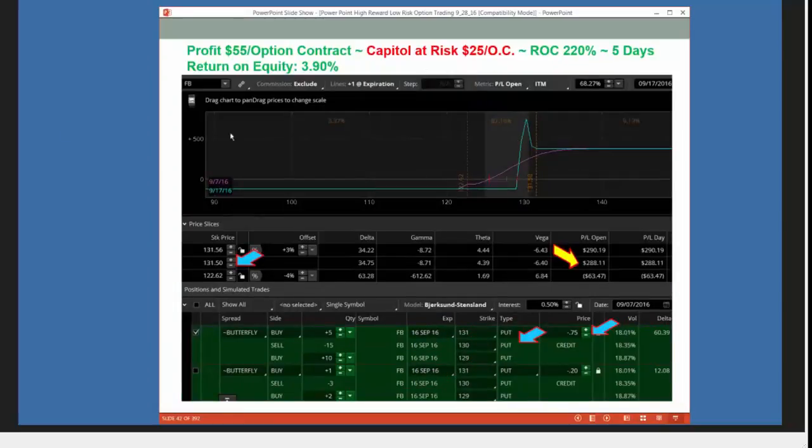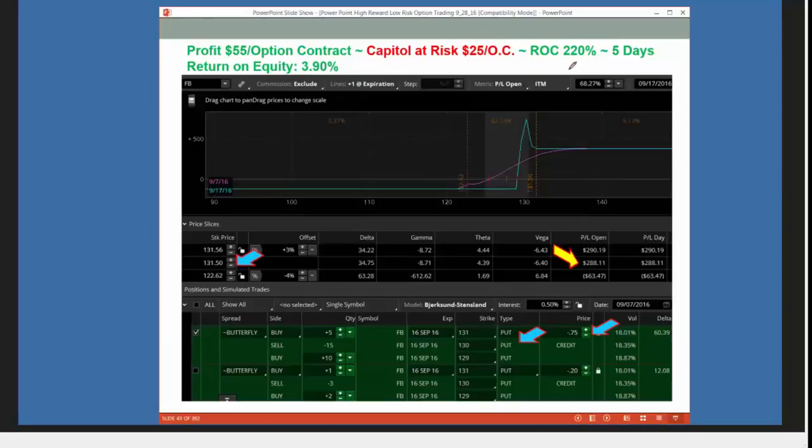And here's what it looked like. This is what it looks like. It's different looking, the profit tent. You can see the structure here. And so what it says here is if it goes above that 131, you're keeping the credit of $75. And here's your best profit area inside that profit tent. So this was taken off at like 131 right here. And so that was like a $55 profit on a risk of 25, 220% return.